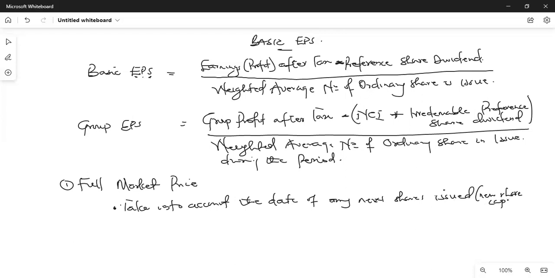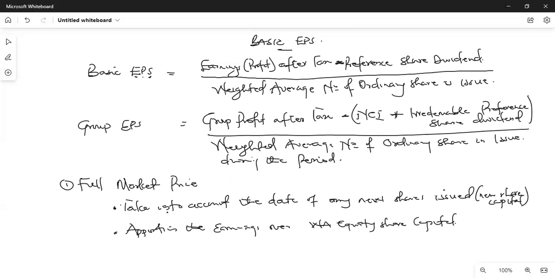So the important thing is that after you've taken note of that, you are going to actually apportion the earnings over the weighted average equity share capital. So it means that key here is that you have to take note of the date, all right? Take note of the date we are talking about. Okay, so let's look at how the computation looks like, all right? So that is full market.